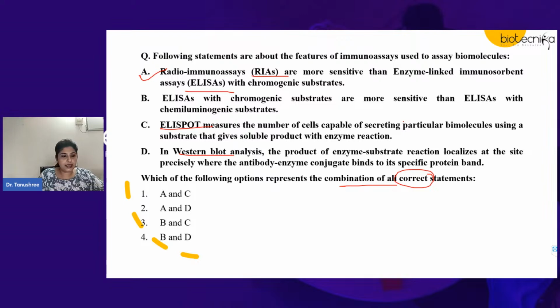Okay, so for this I'm getting option 4 and option 2. So if you are saying option 2 and option 4, D is common. That means the confusion is between A and B. Confusing, okay. But what if I tell you this question is very easy? All you need to do is just recall, just remember one thing: the sensitivity of each and every technique.